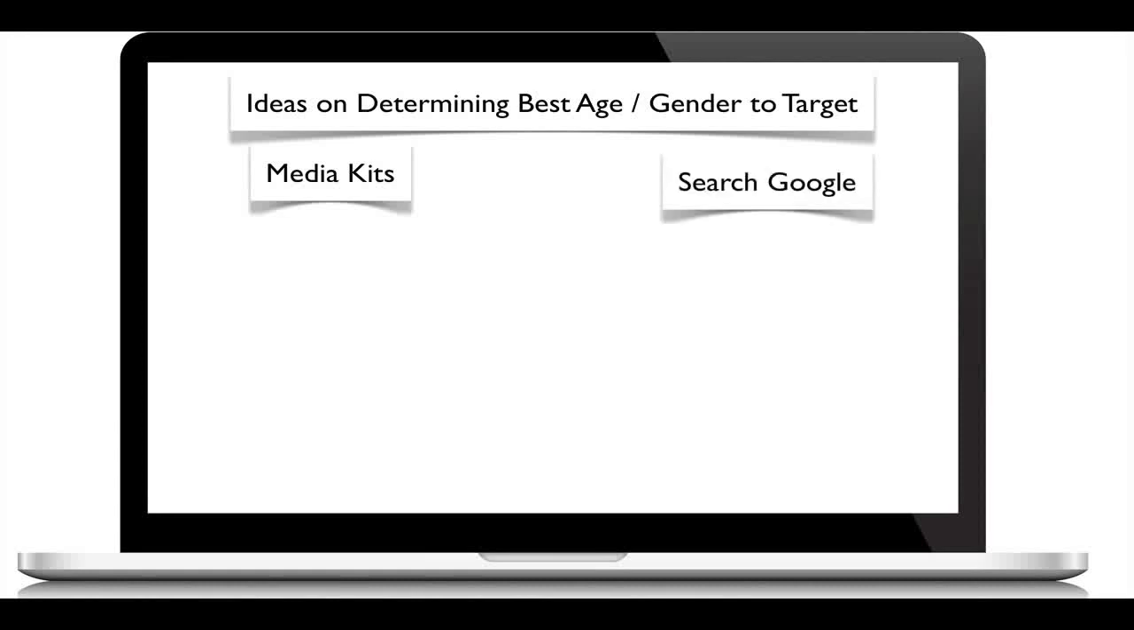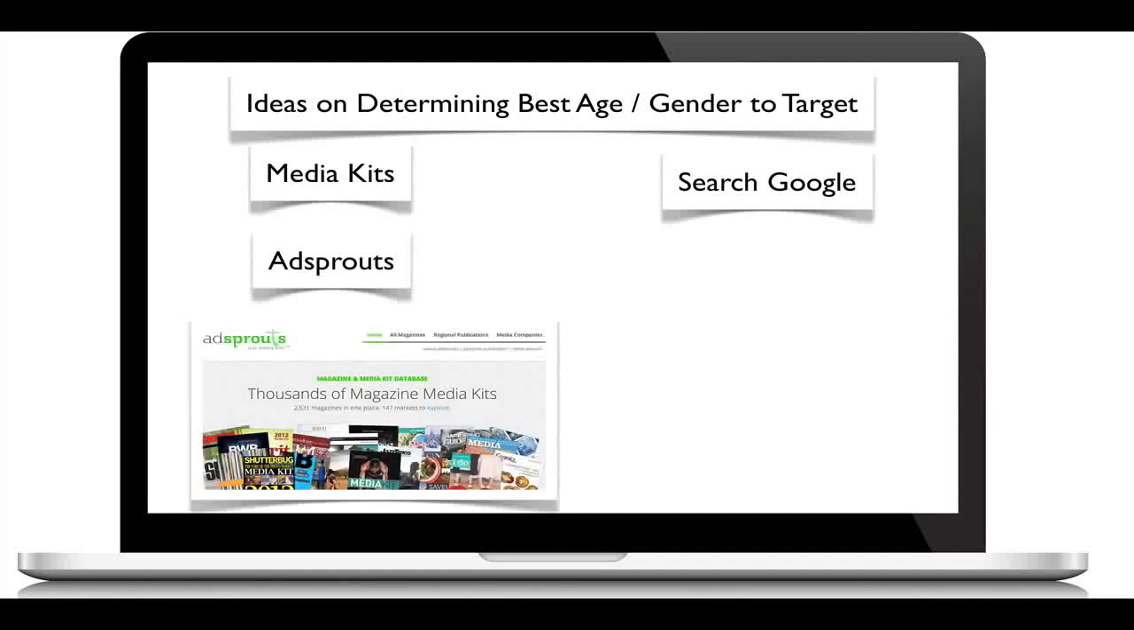I could also search Google. I can go to popular blogs and I could search Google for different demographics for different niches. There's also something called AdSprouts. Here's a picture of AdSprouts. It's an online database of thousands of magazine media kits. So if there's a magazine that you read and you want to target the readership or the base of the readership for that magazine, AdSprouts can help you figure out exactly what that target audience is.